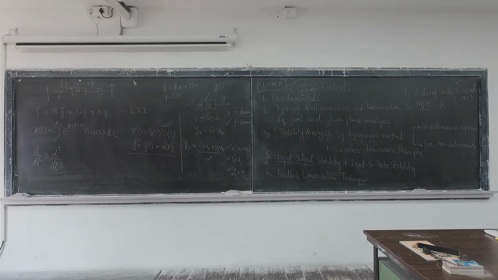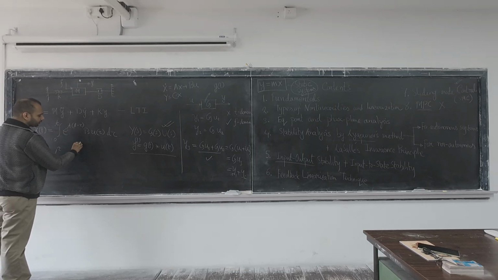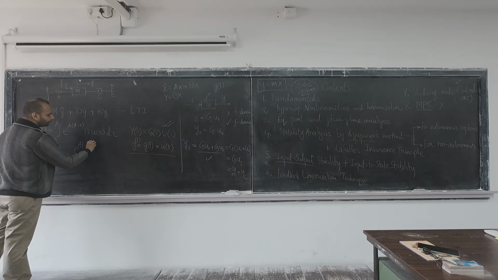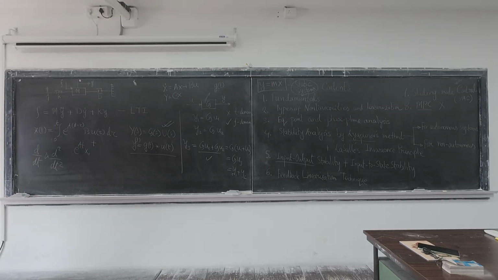That is also one very important point, that is when we write the total response, this is the forced response part, and then what will be the free response? e to the power At x0. What is the reason that we directly add? We can add only because it is a linear system, right? Because otherwise we cannot do that.